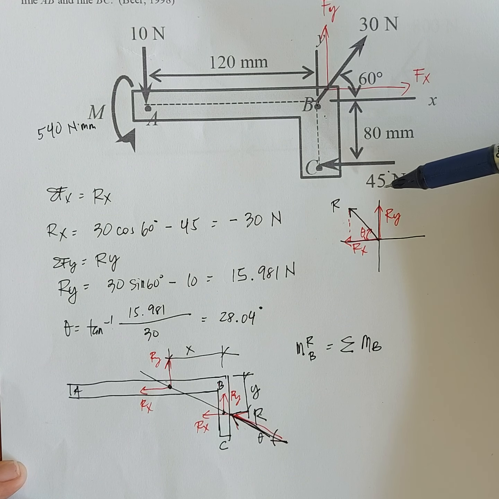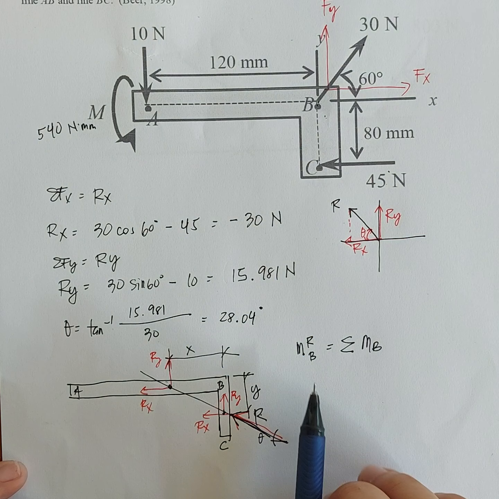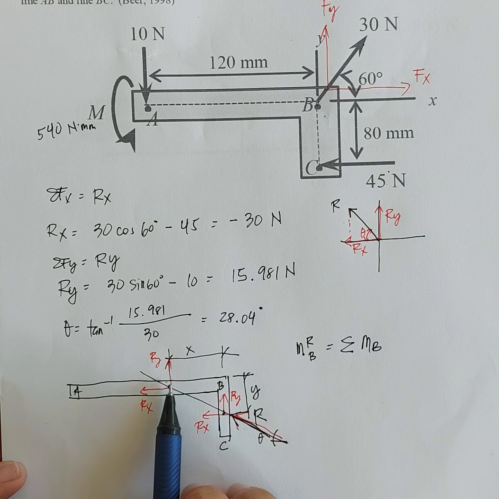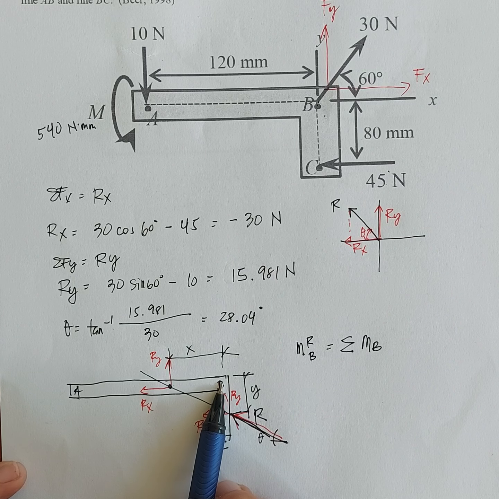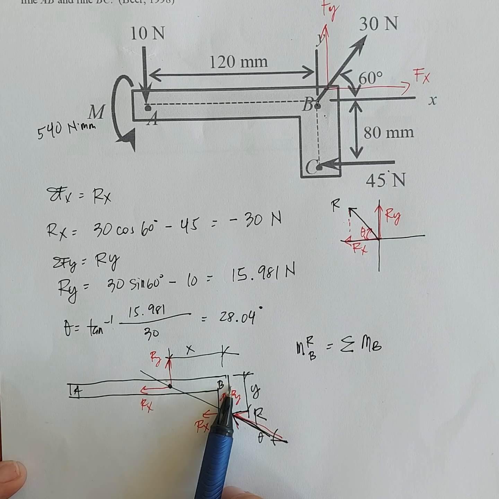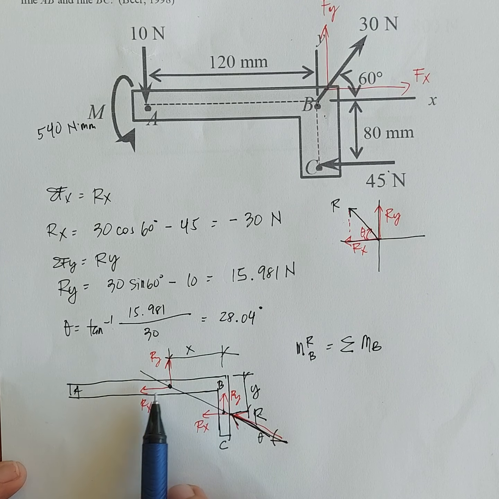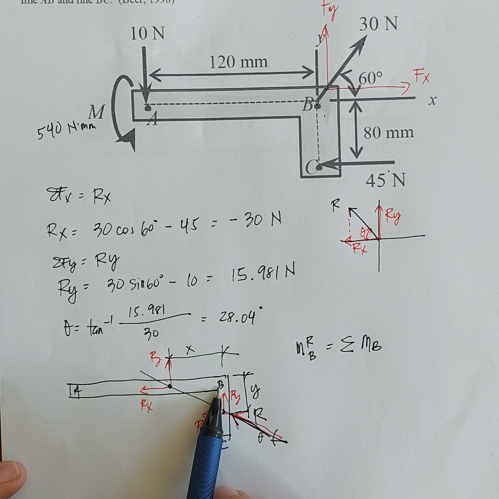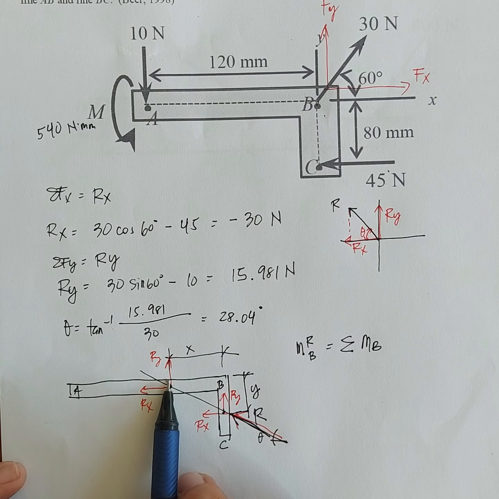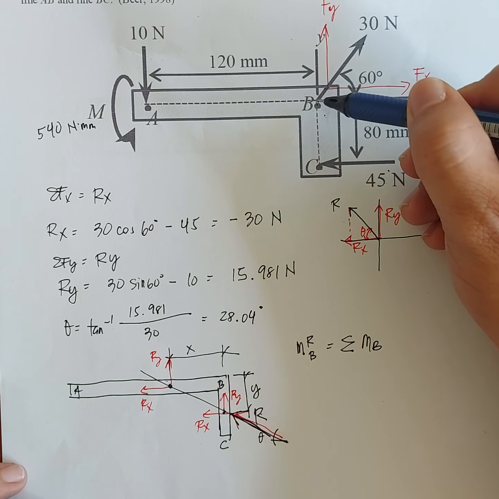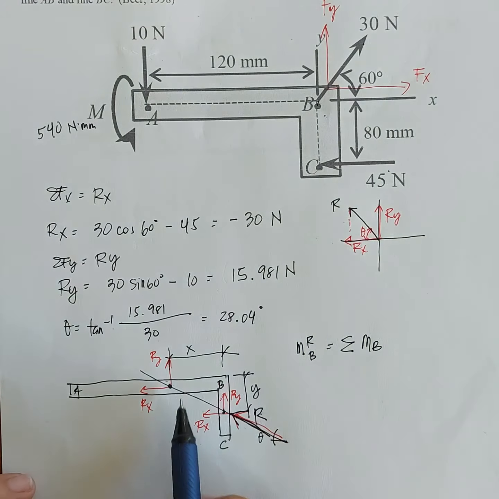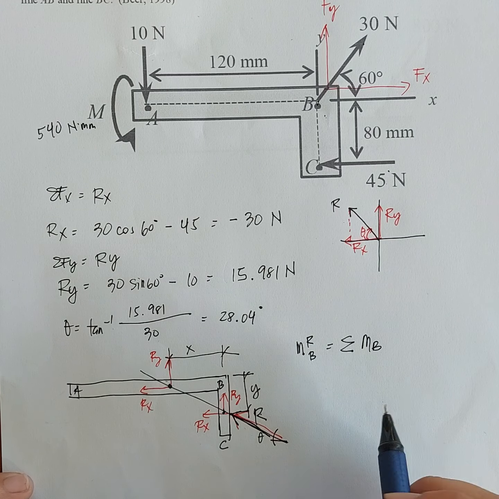And then, of course, may moment yung 45 Newton force. Okay? So, yung moment ng resultant force natin at point B, yung Rx natin, wala siyang moment at point B. Wala siyang moment arm. Ang meron, of course, yung Ry. So, Ry at point B creates a clockwise moment.